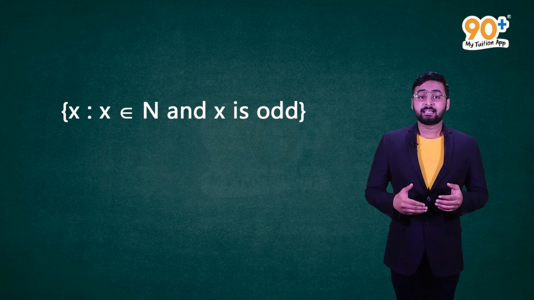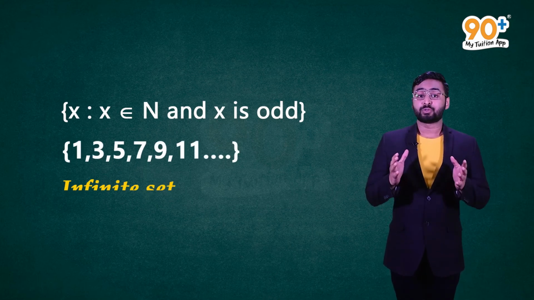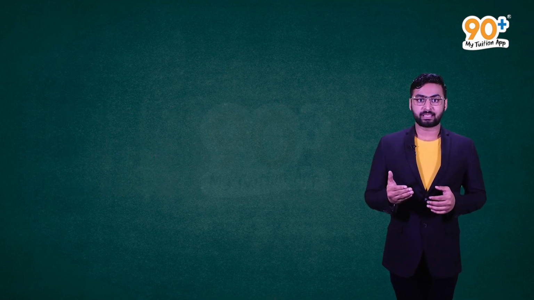So we can say that this set is a set of all odd numbers and is infinite. So this is an infinite set. Now let's move on to the next topic.